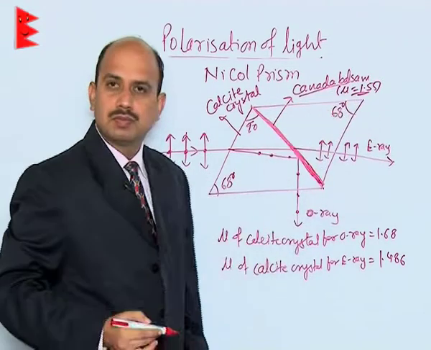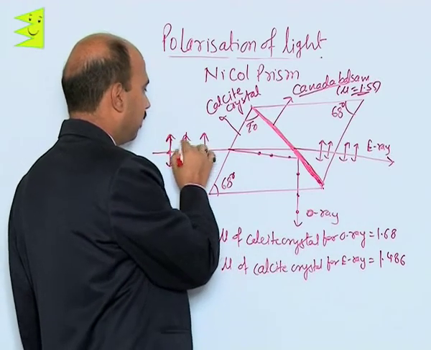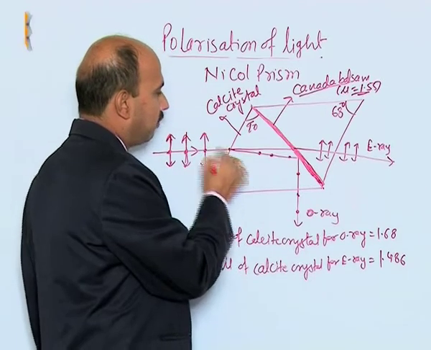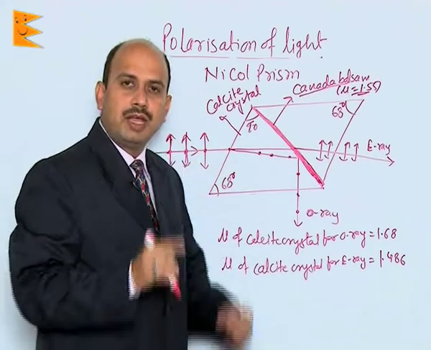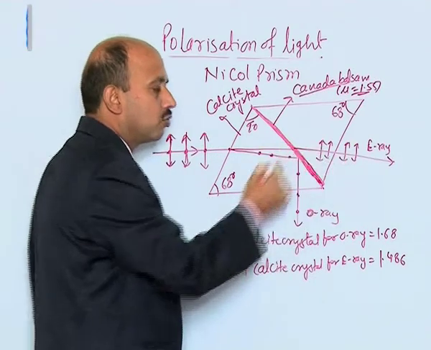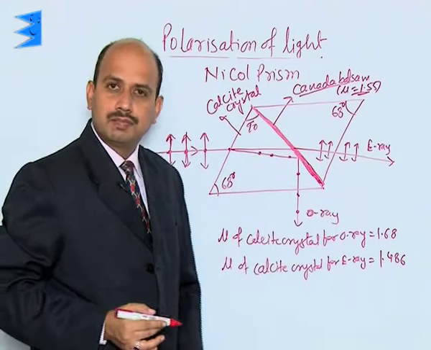1.55. Now, this is unpolarized light, which is falling on the calcite crystal. As this unpolarized light falls on the calcite crystal, it breaks into two parts. One is the E ray, called the extraordinary ray, and the other is the O ray, the ordinary ray.